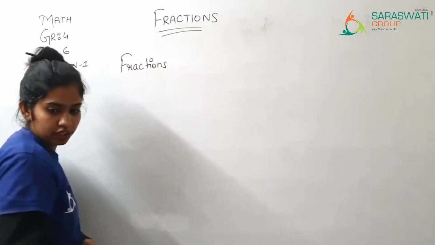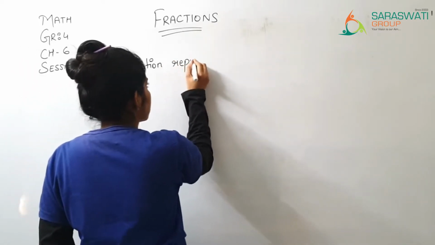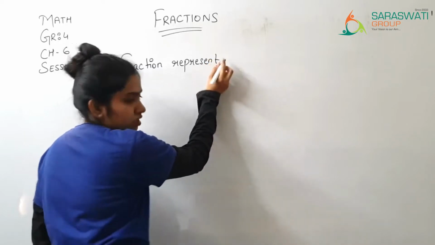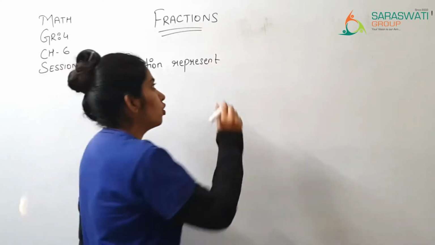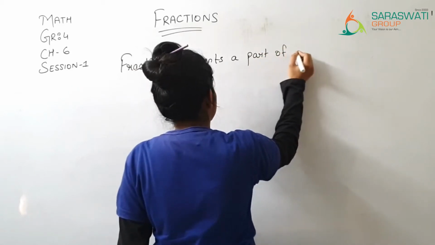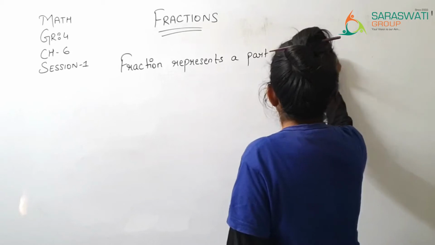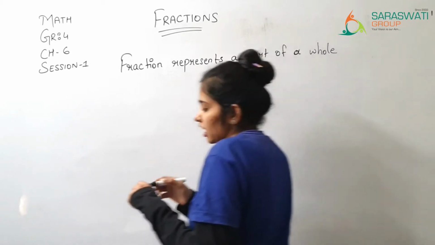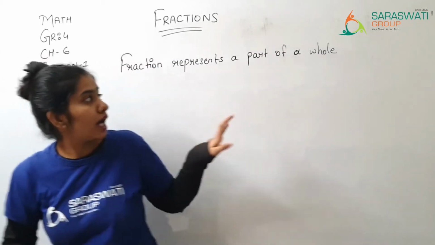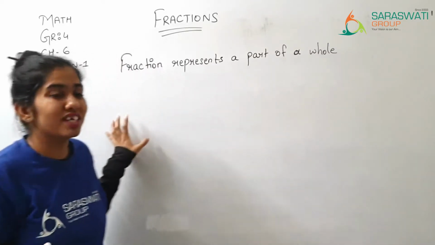Fractions represent a part of a whole. એટલે કે ફ્રેક્શન આપણને શું રિપ્રેઝન્ટ કરે છે કે આખો પાર્ટ છે એમાંથી a part of a whole, એક આખું છે એમાંથી એક પાર્ટ આપણને ફ્રેક્શન રિપ્રેઝન્ટ કરે છે.